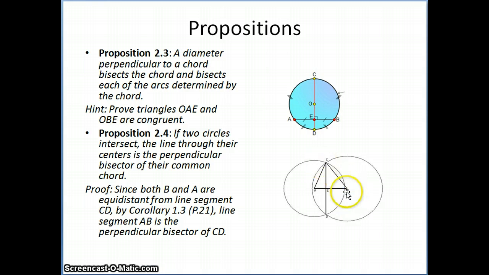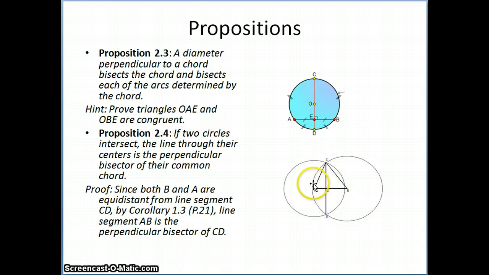So BC, and if we connect B and D, BC and BD, they're both the radii of the big circle. So BC and BD are congruent. That means B is equidistant from C and D.